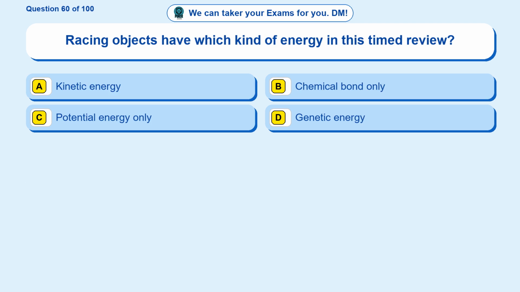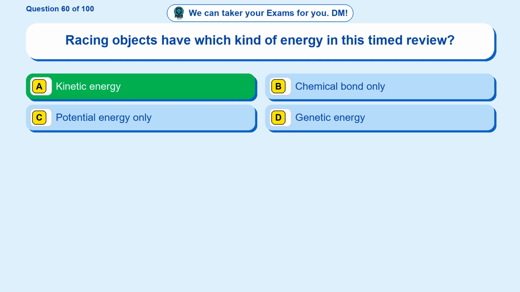Question 60. Racing objects have which kind of energy in this timed review? Option A, kinetic energy. Option B, chemical bond only. Option C, potential energy only. Option D, genetic energy. The correct answer is option A.